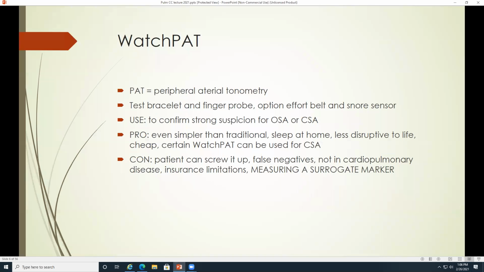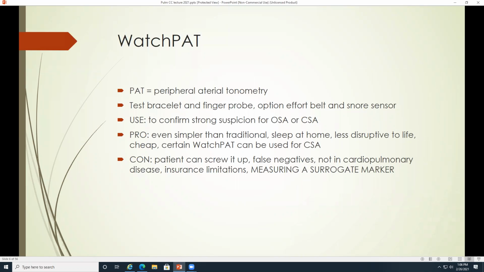The WatchPAT, this is kind of like the new hotness in terms of home sleep studies. The PAT stands for peripheral arterial tonometry. So you're actually measuring the tone of the arterioles in the finger. It's pretty simple. It's even simpler than the traditional home test. At minimum, a test bracelet and a finger probe is really all it is. There's an optional effort belt and snore sensor. We always use those here at Henry Ford, but you could theoretically not do those if you didn't want to.